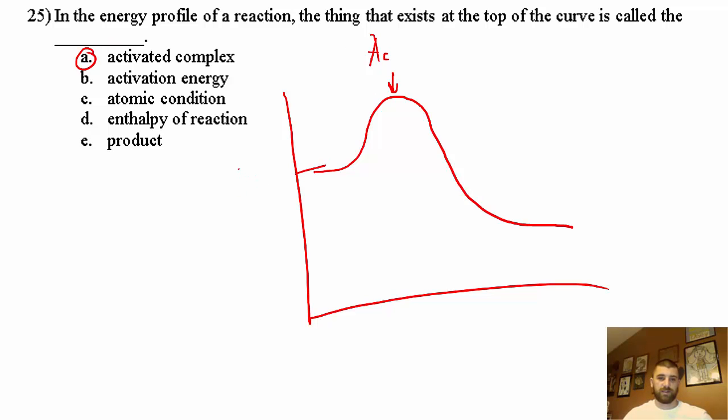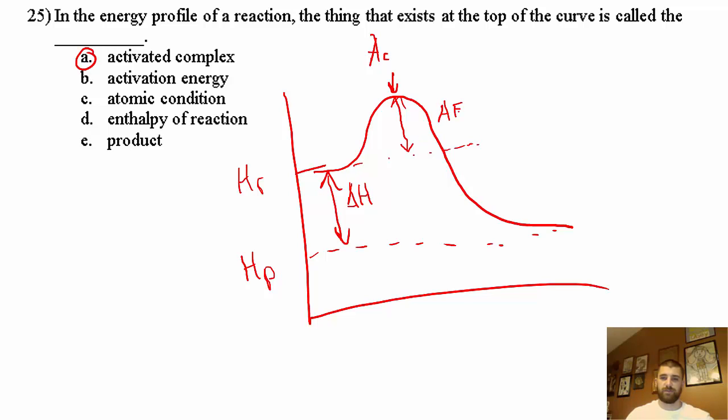Remember, where you start is the heat of reactants. Where you end up is the heat of products. The change between those two is the delta H for the reaction. The amount of energy that it takes to get from your reactants up to your activated complex is your activation energy. And I think that's all the big stuff that we talked about. Cool.